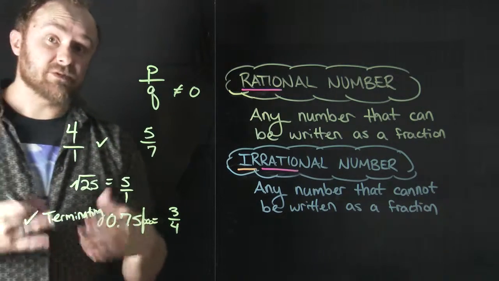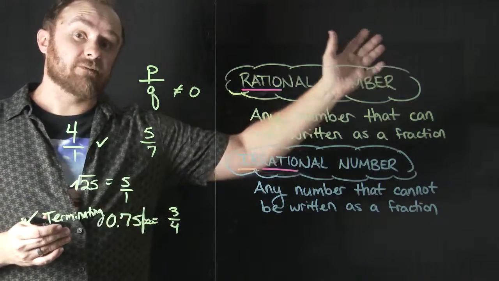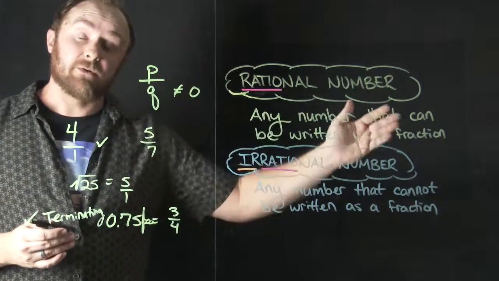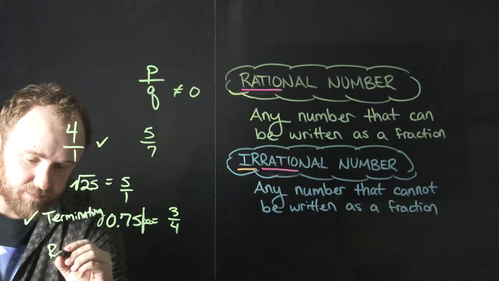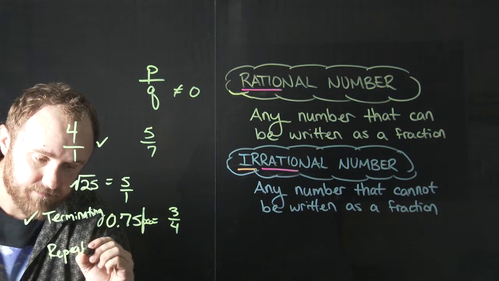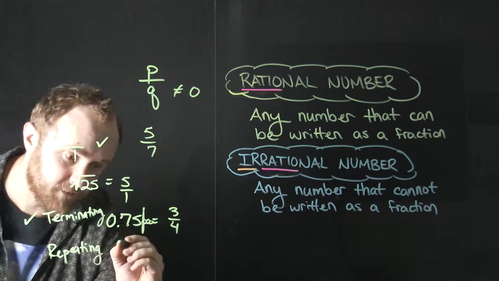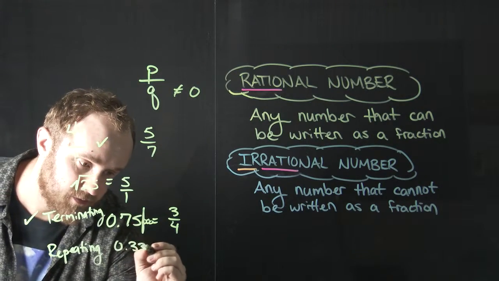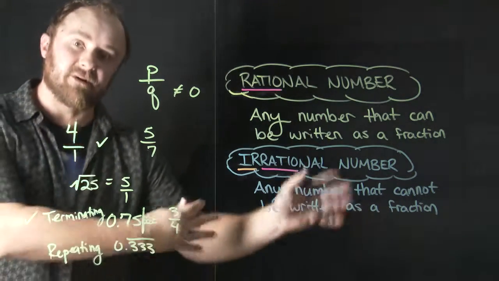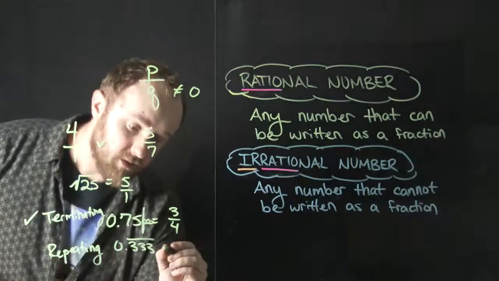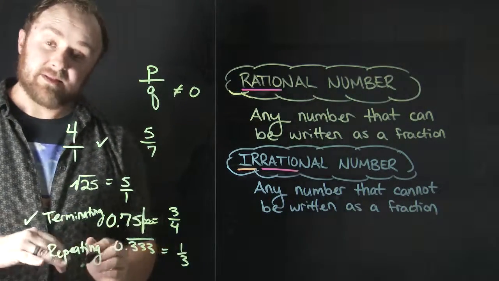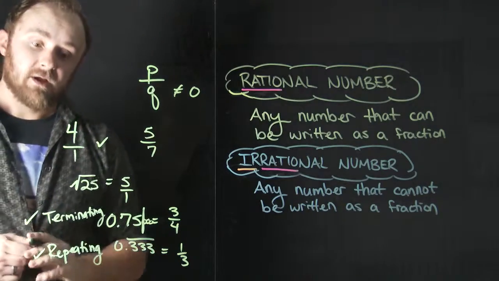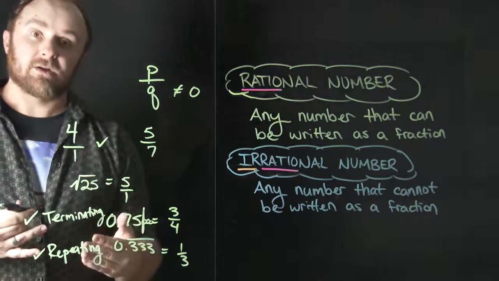But also some decimals that don't terminate, some decimals that go on forever and ever, not in zeros but in other digits, are also rational. And those are decimals that have repeating patterns. So for example, I could write the decimal 0.333, repeating forever and ever. And a lot of us know that that's equivalent to the fraction 1/3. So decimals that are written in repeating form or decimals that terminate are also rational numbers.